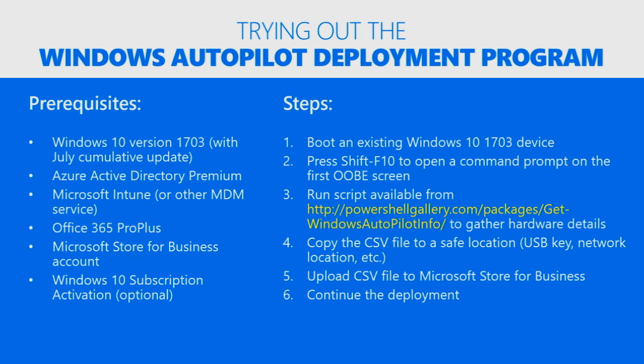So you run the script, which we publish to the PowerShell gallery to create the CSV, and then take the resulting CSV and upload it into the Store for Business. Once that's done, you apply a profile of settings to the machine that you just uploaded, and now you can continue with that device. So if you go through those steps in your lab today, you can try out Autopilot, you can try out this whole end-to-end process.